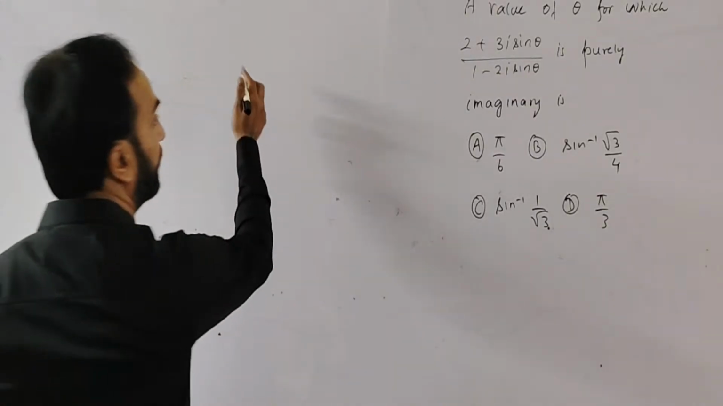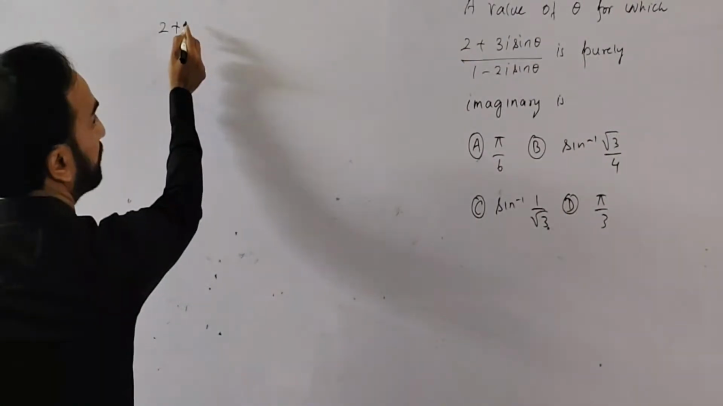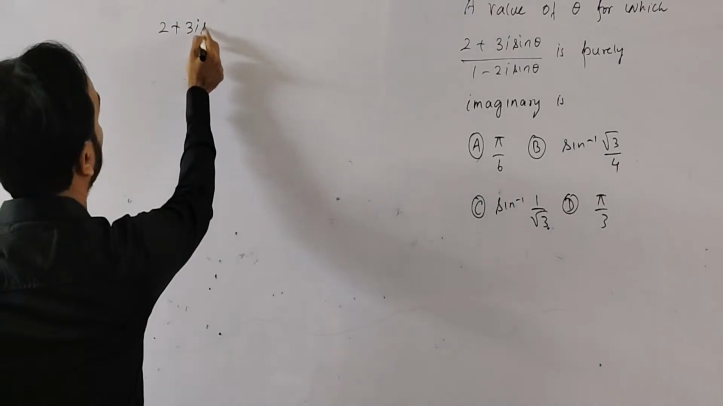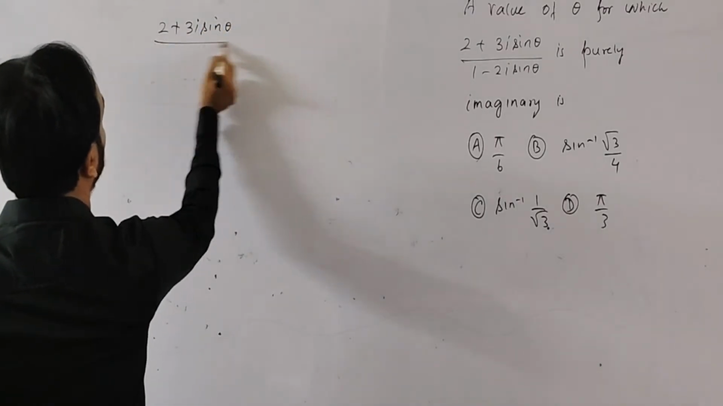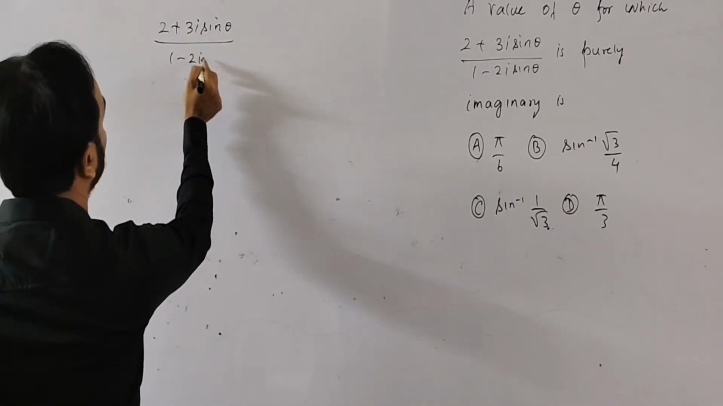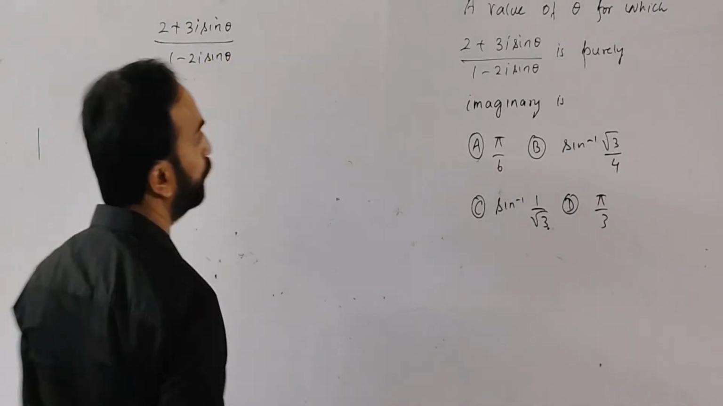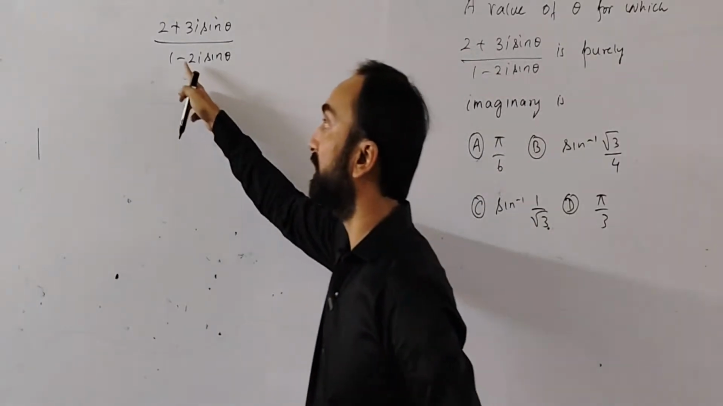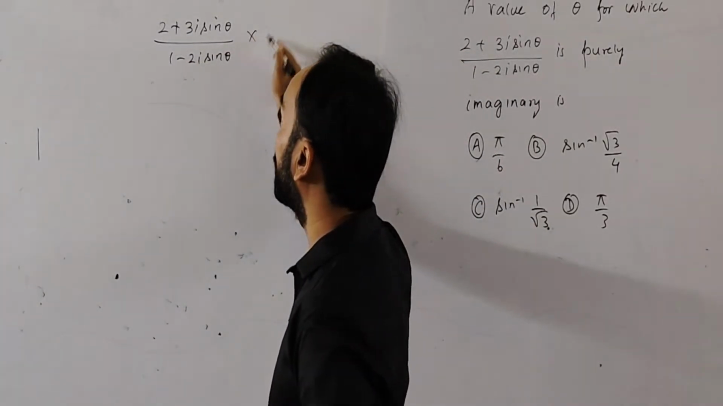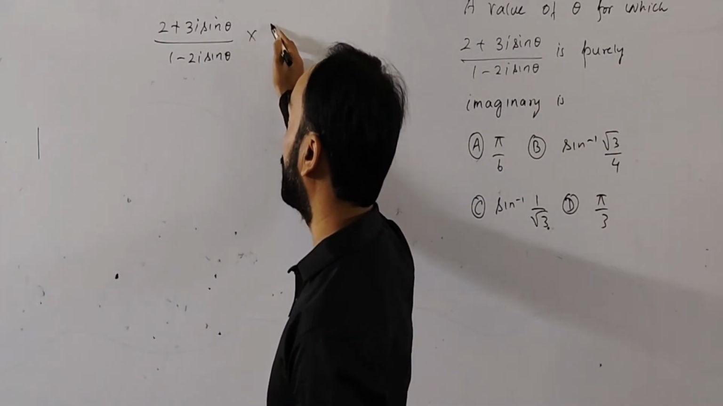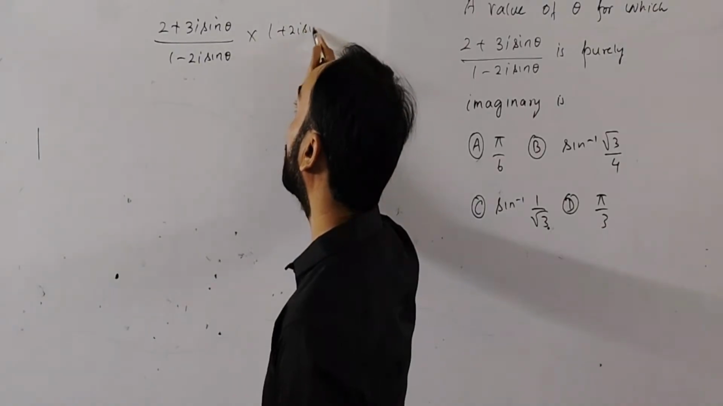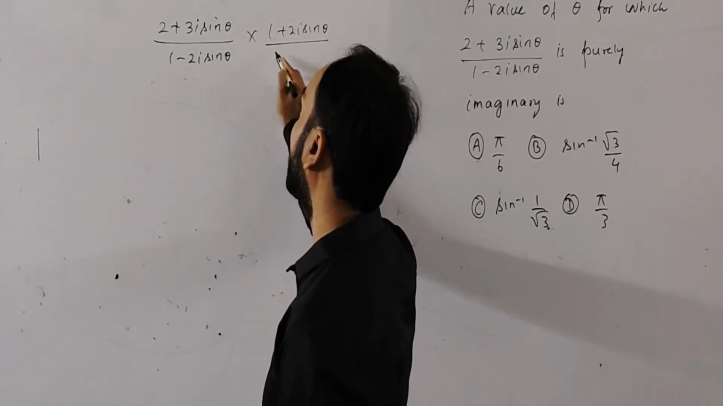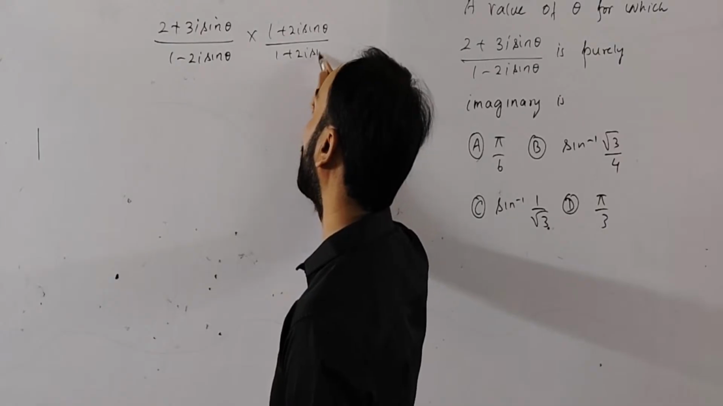So first we'll write this thing: (2 plus 3i sin theta) divided by (1 minus 2i sin theta), and we will do the rationalization, right? How to do the rationalization? By changing the sign of the denominator and multiplying it in the numerator and denominator both. So (1 plus 2i sin theta) divided by (1 plus 2i sin theta).